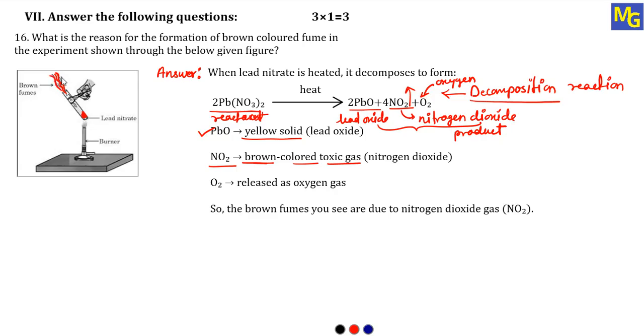And that's why we can see brown colored fumes here. Because the oxygen which is released is colorless. Oxygen doesn't have any color. PbO is solid. So whatever fumes we are getting, those are the fumes of NO2. Therefore, the brown fumes you see are due to the nitrogen dioxide gas. So here you have to write this reaction for this question. This is the answer for question number 16, which is going to carry 1 mark. Now we'll move on to the next.